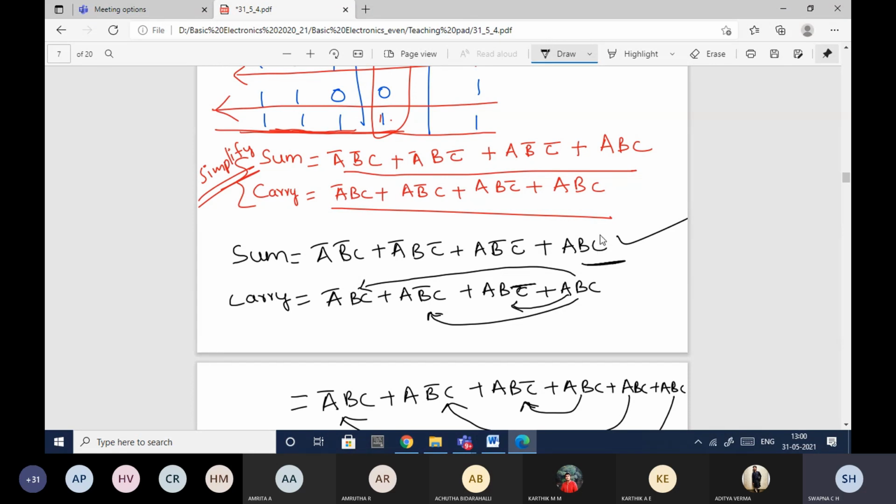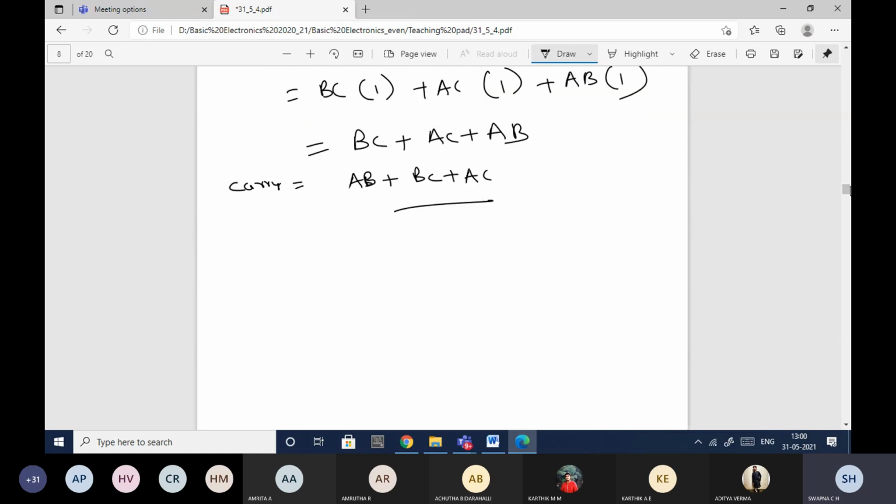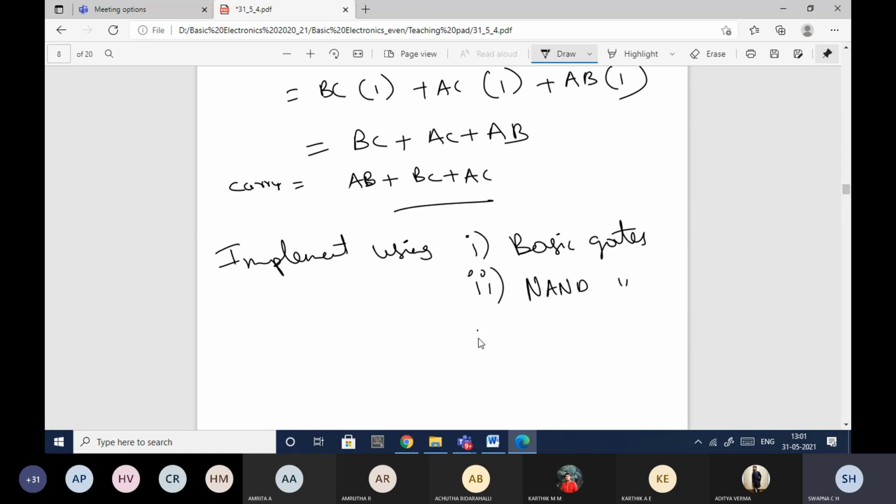Those who can, please try to implement it using basic gates and also universal gates. This is a question for you: implement this full adder using, first, basic gates, second, NAND gates, third, NOR gates. This is the assignment or homework for you.